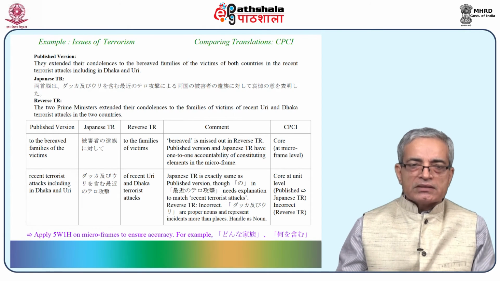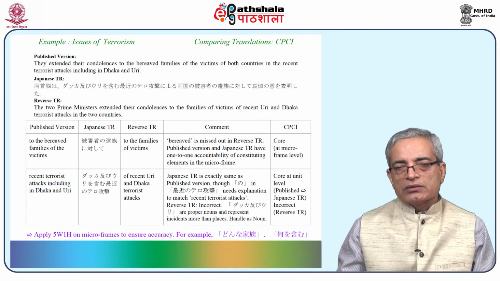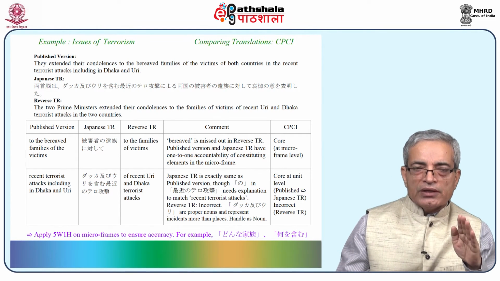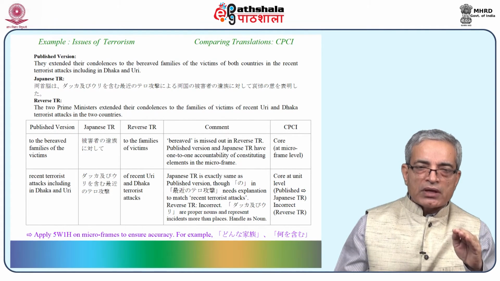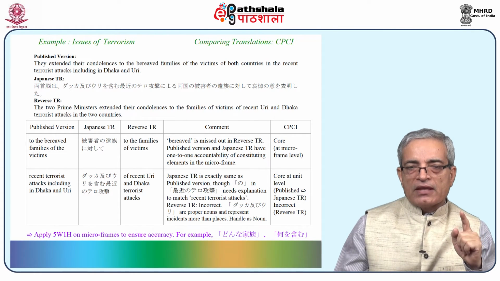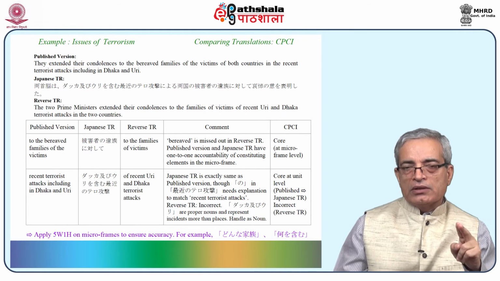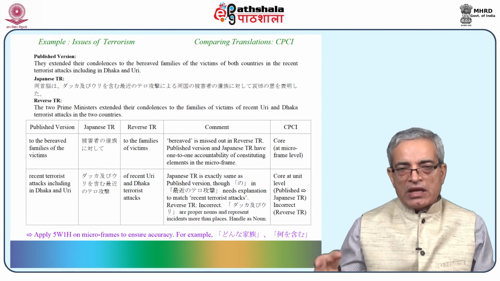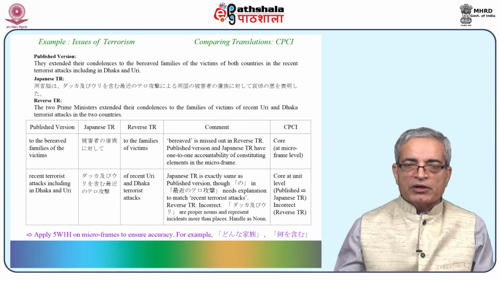Then, recent terrorist attacks, including in Dhaka and Uri. Dhaka, Uri, ofukumu saikin no tero kogeki. In English, what he's talking about is recent terrorist attacks, including in Dhaka and Uri. So, Dhaka and Uri are the place names. In Japanese, Dhaka oyobi Uri ofukumu saikin no tero kogeki means it's turning Dhaka and Uri into incidents. So, the name of the incident. So, rather than place, it's significant now as what is the Dhaka incident or Dhaka terrorist attack? It is a terrorist attack which happened in Dhaka.